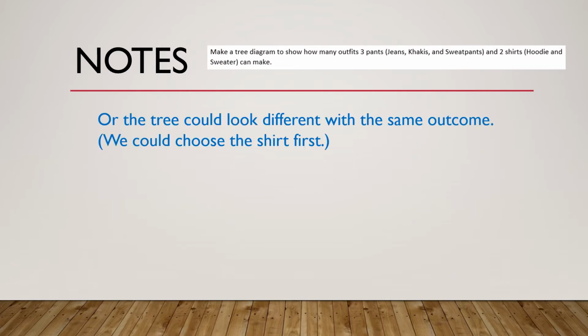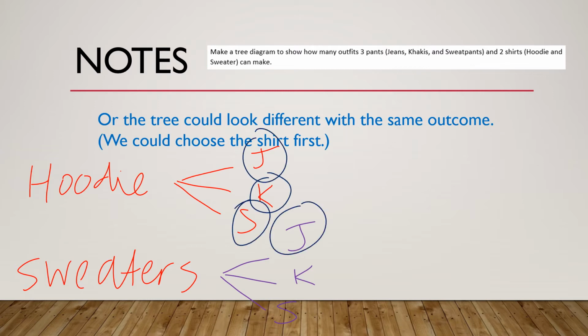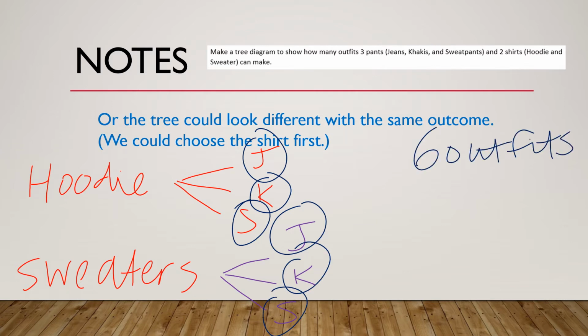You can also start with the shirt first if you'd like, and you'll get the same outcome. So if I start with the shirt, that would be the hoodie first, and then the sweater. And then from the hoodie, you would have your jeans, your khakis, and your sweatpants. From the sweater, you would have your jeans, your khakis, and your sweatpants. So then again, that is still 1, 2, 3, 4, 5, 6 outfits. So either way you do it, you get the same answer. Okay, and that is a tree diagram.